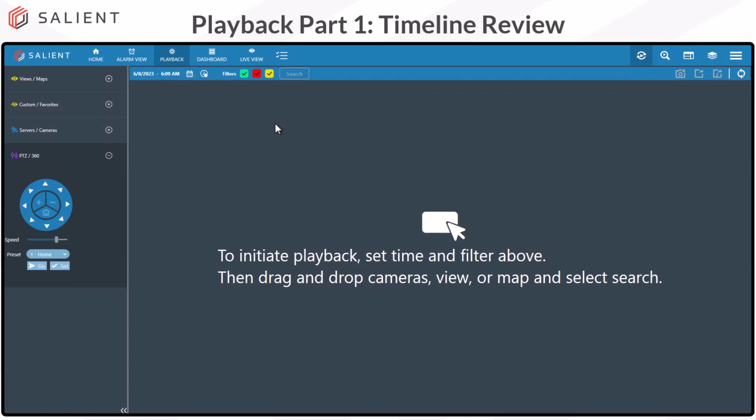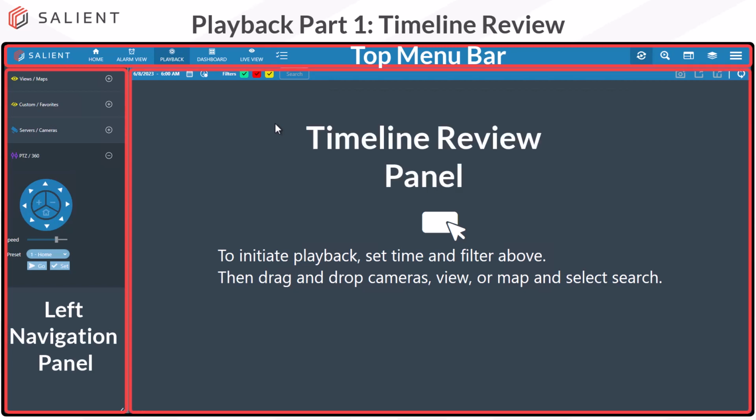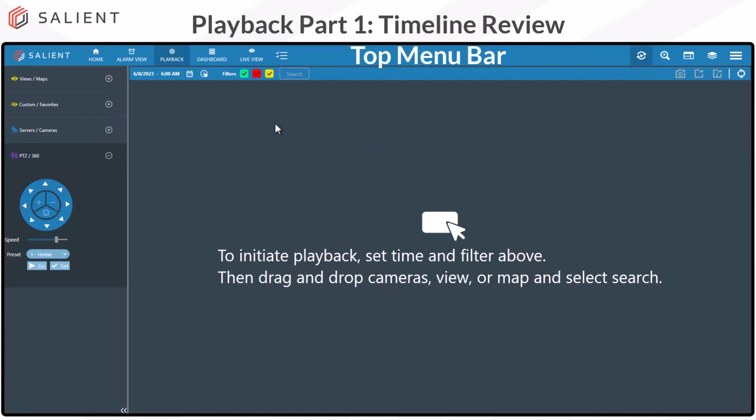This is the timeline review feature of Playback, and it's divided into three main areas: the top menu bar, the left navigation panel, and the timeline review panel. The top menu bar has icons on the left side to switch between the CompleteView modules. If the icons are missing, they can be selected from the drop-down module menu.